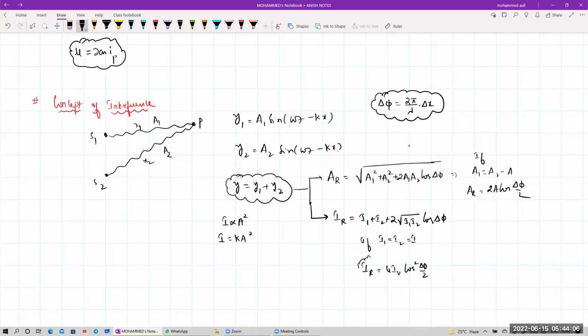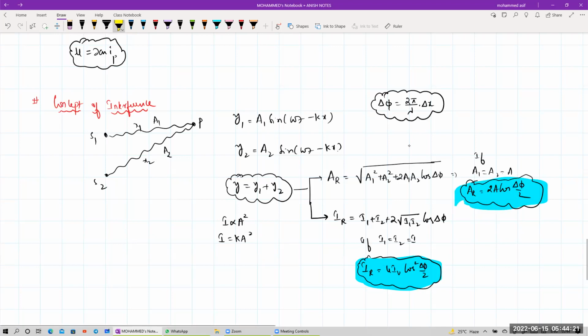This is also a very important formulas bit. Direct questions come on the intensities as well as the amplitudes of the resultant. If the amplitudes of both waves remain the same, the resultant formulas are A_R equals this much and I_R equals this much. Clear, beta? Yes, sir.